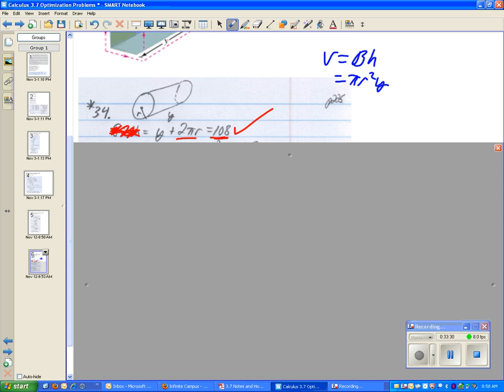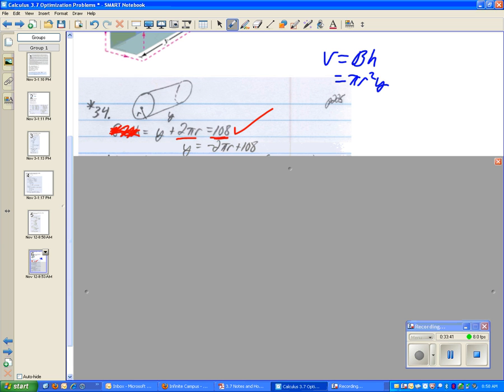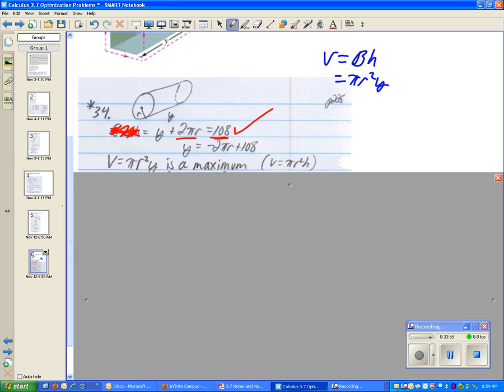And it's got an x, or, well, an r and a y in it. So let's take this equation we already have written down, solve it for y. So we would subtract 2 pi r from both sides. So y equals negative 2 pi r plus 108. So the volume, which is pi r squared y, is a maximum.